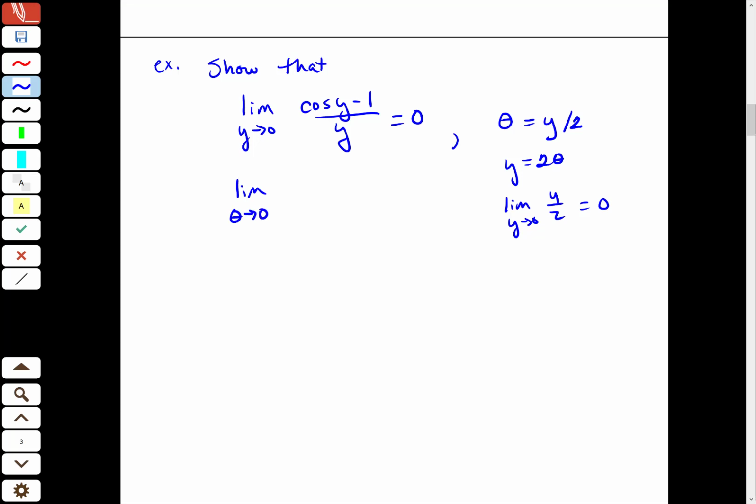Theta is going to 0 of cosine of 2 theta minus 1 over 2 theta. And I don't know that this is 0. This is what I want to show. Okay, so I'm going to work with this left-hand side, and then I'm going to use the double angle identity.